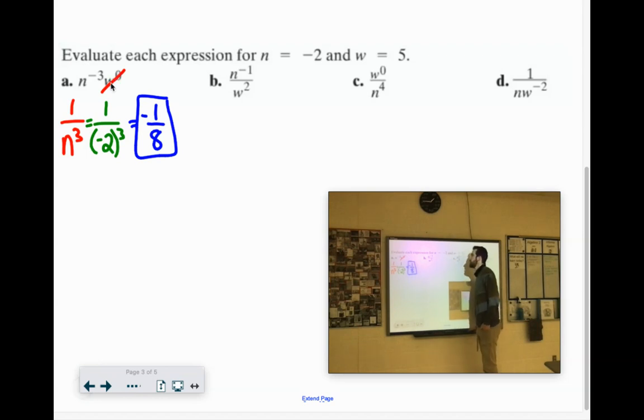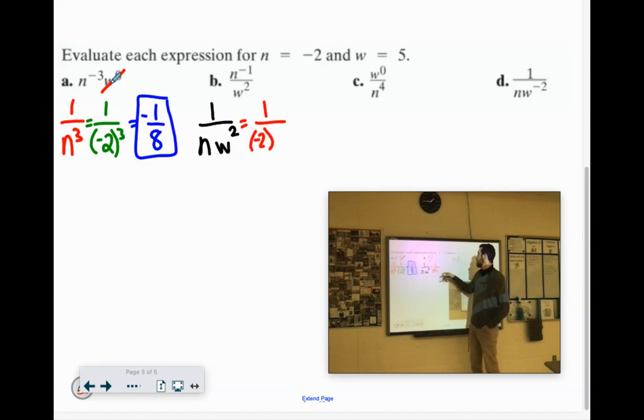n to the negative first over w squared. The n's got to move. So it would be 1 over n to the first and w squared. So now let's substitute in our values. n is negative 2. w is 5.